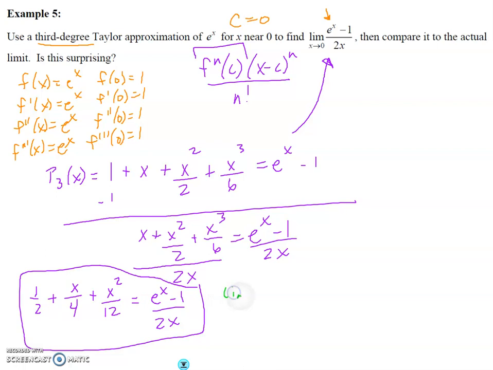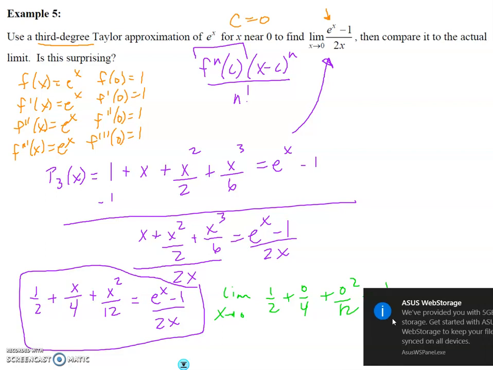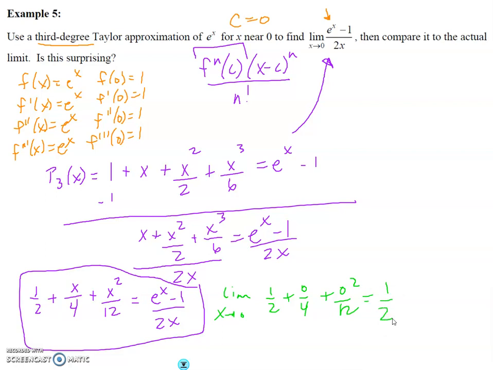So if I take the limit as x approaches 0, then I'm going to end up with 1 over 2 plus 0 over 4 plus 0 squared over 12, which is equal to 1/2. Right? So that's the limit of the polynomial that we wrote.